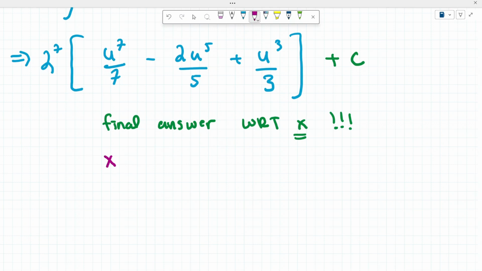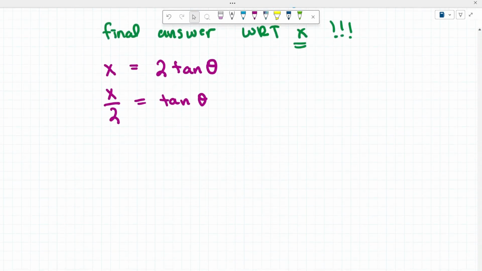So x is equal to 2 tan theta. That's what we started with, right? x equals 2 tan theta. So how can we get a value for theta? Let's rearrange this. x over 2 equals tan theta. And now we need to take the inverse of this to find theta. Taking the inverse, we get that theta equals tan inverse, or we can write it as arctan of x over 2.